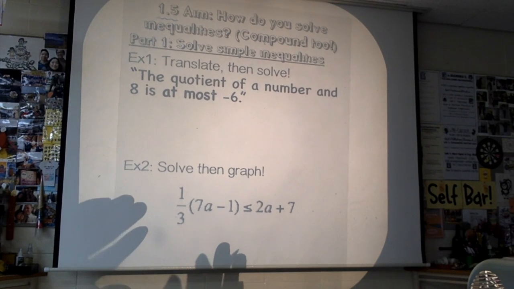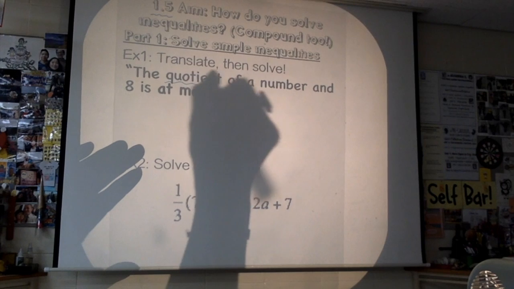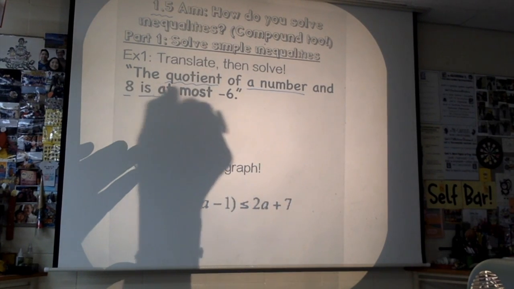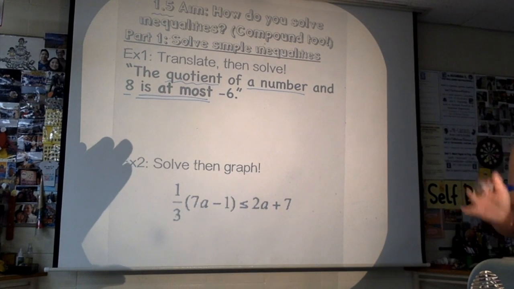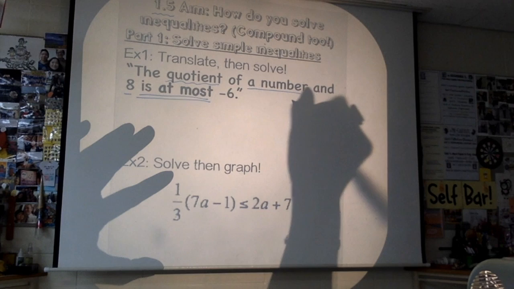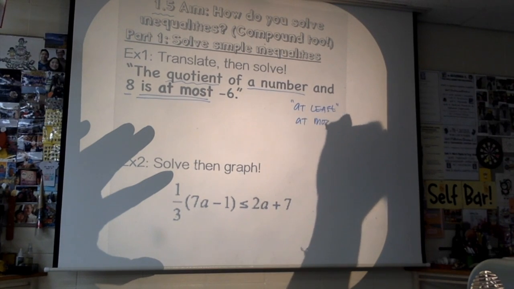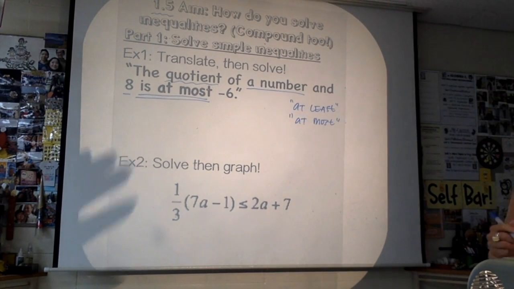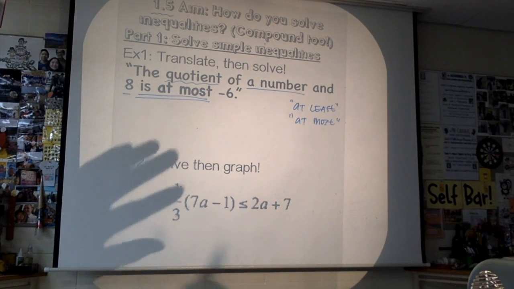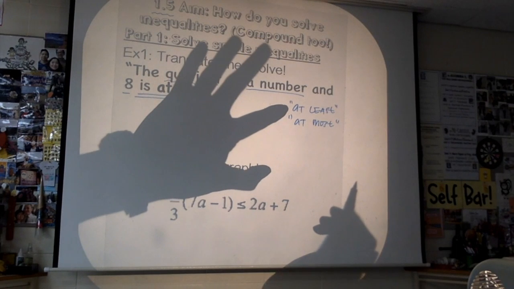Translate, then solve: the quotient of a number and 8 is at most. And think about at most and at least, okay? These two concepts. At least. At most. Miss Chang has to be at least 150 centimeters tall to ride this roller coaster. That means if she's under 150, she can't ride it.